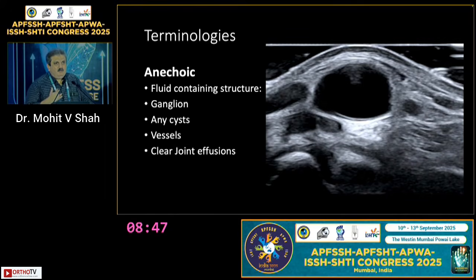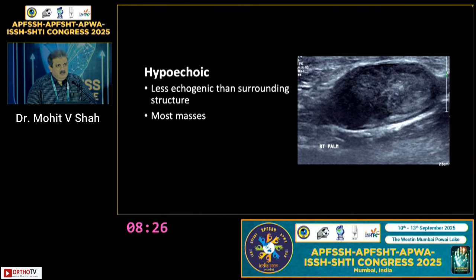So when I use the word anechoic, I mean I'm dealing with a cystic, fluid-containing structure, which could be a ganglion, it could be any cyst in the body, it could be a vessel, or it could be a clear joint effusion. They will all look anechoic, and that's black. They look jet black on ultrasound, and that's anechoic.